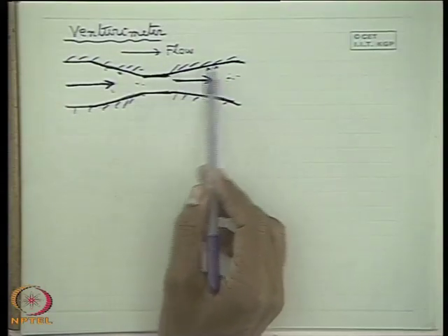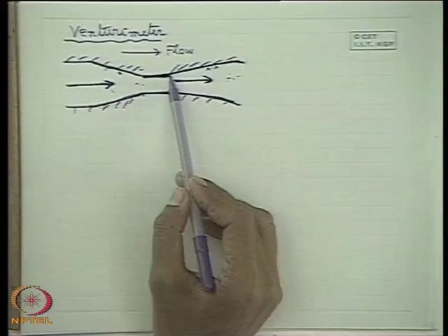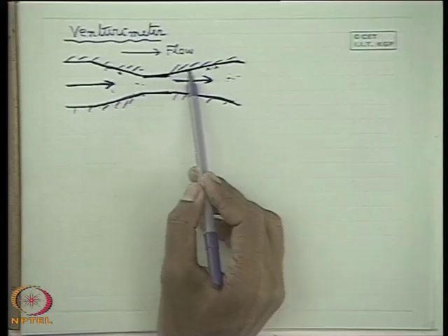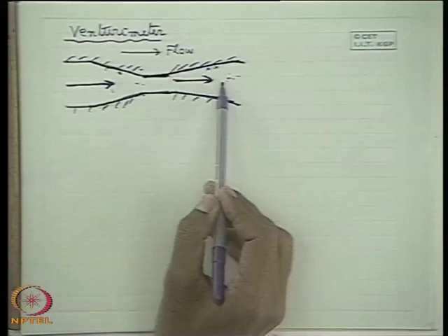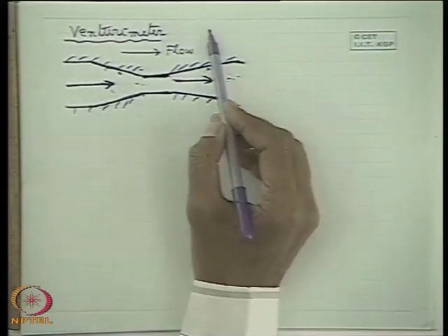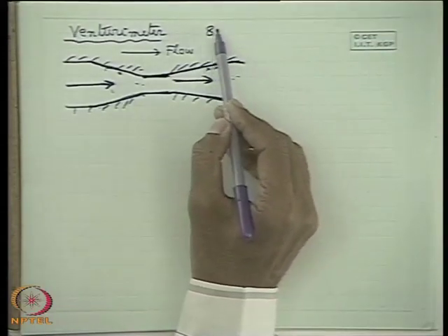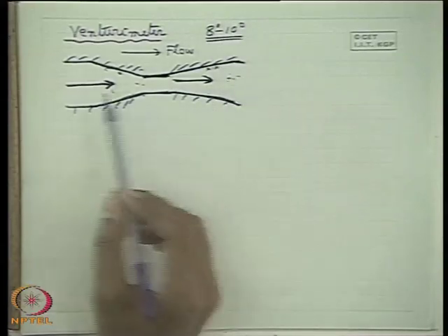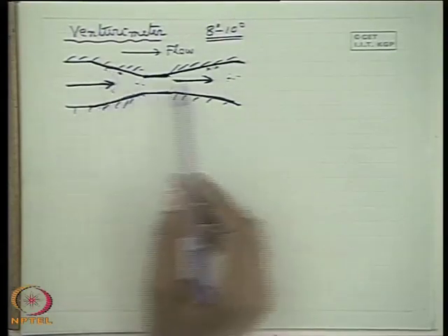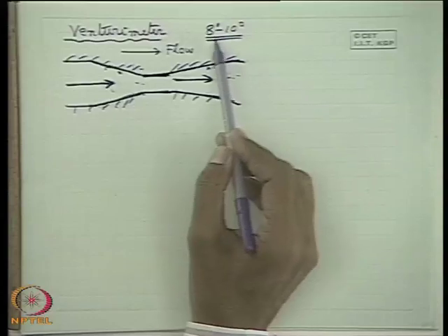So this separation loss is avoided or minimized if the angle of divergence in the divergent part of the flow is made very small. Usually in all designs, the divergence angle is made between 8 to 10 degrees. So you can make a very high convergence angle, but we cannot make a very high divergence angle.